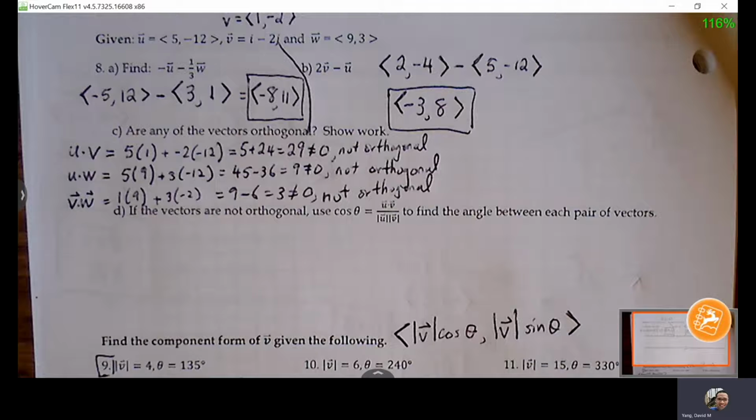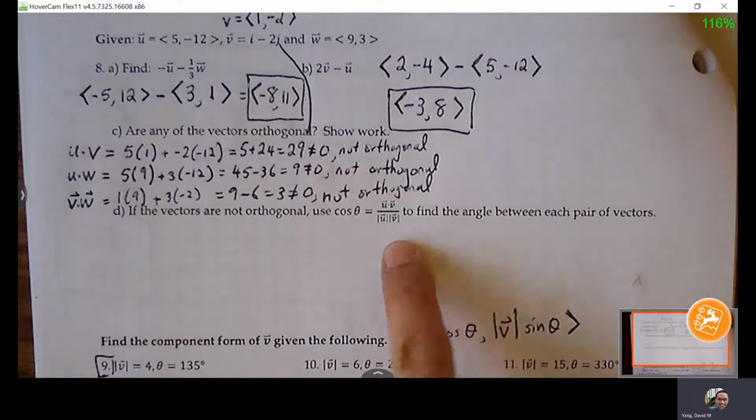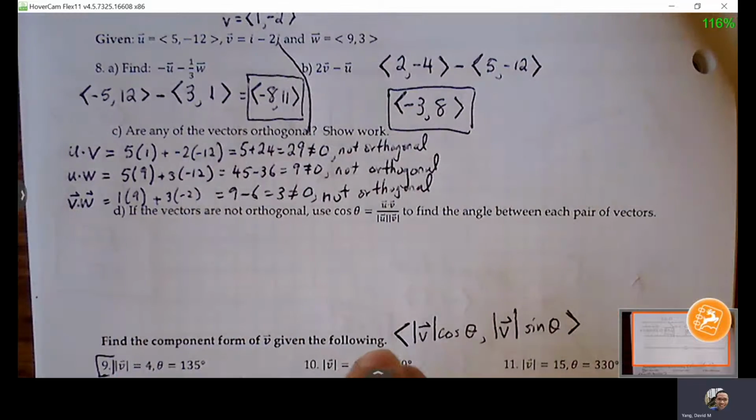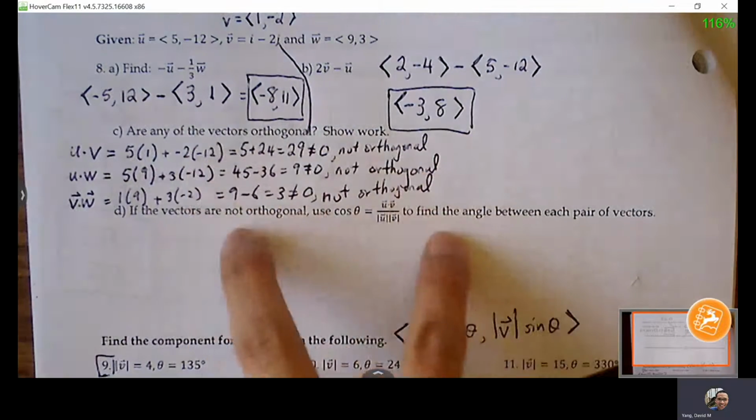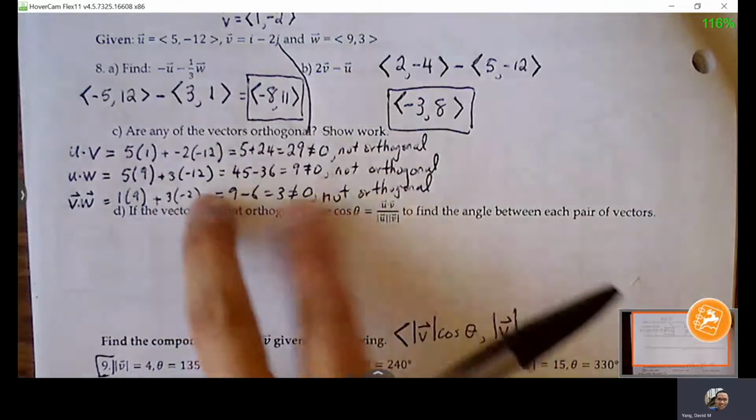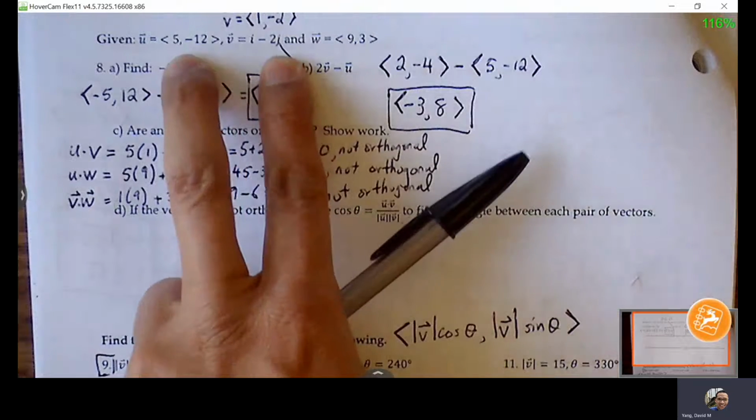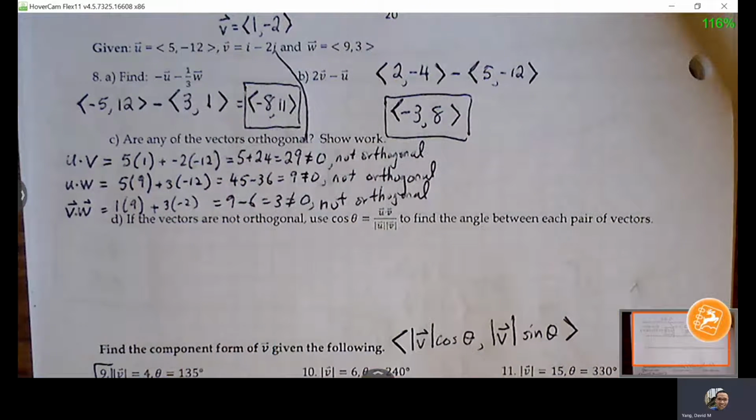Okay, part D, if the vectors are not orthogonal, use cosine theta for vectors u and v to find the angle between each pair of vectors. So we're just going to do, we'll just do u and v. I know it's kind of implying to do all of the possibilities, but we're just going to do u and v here for part D.